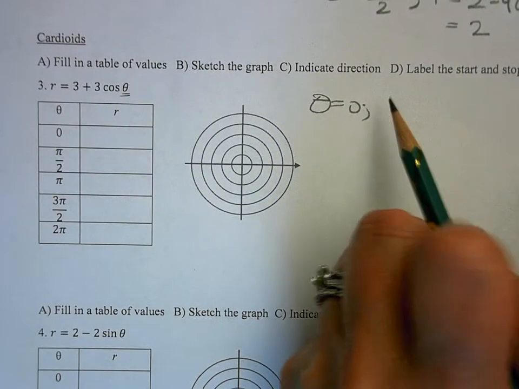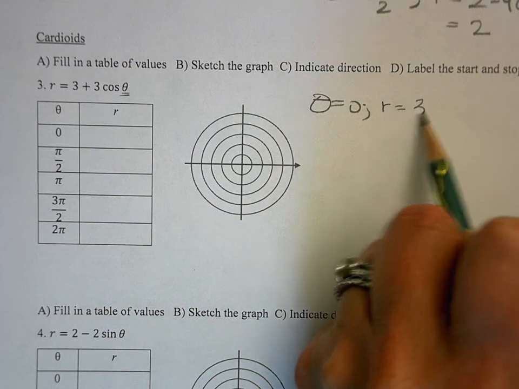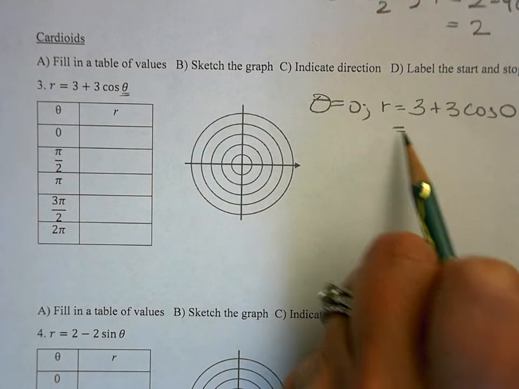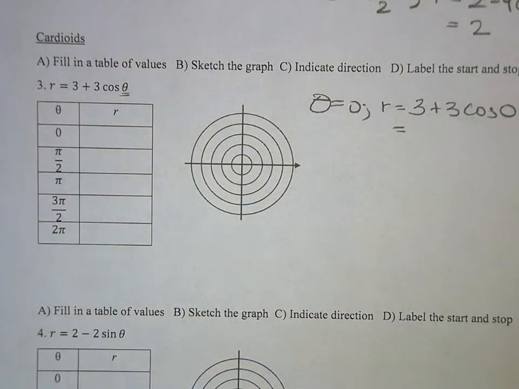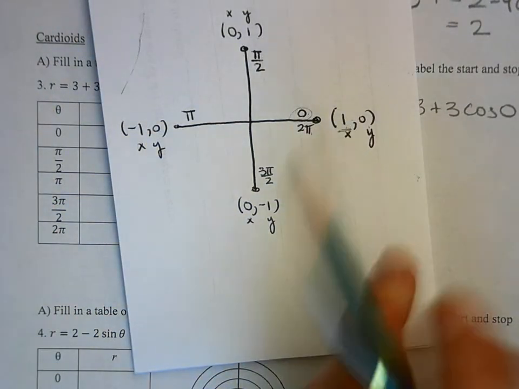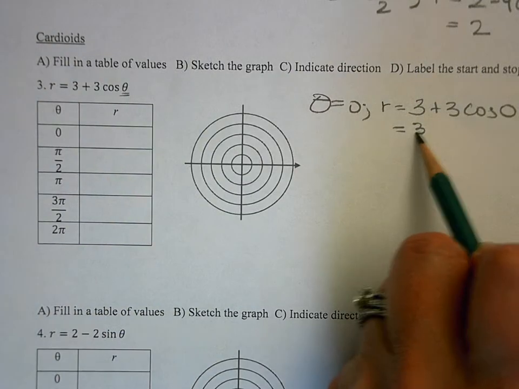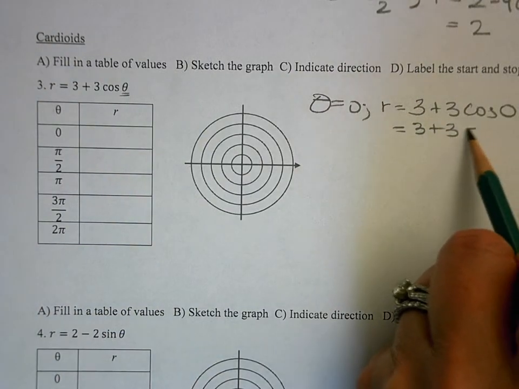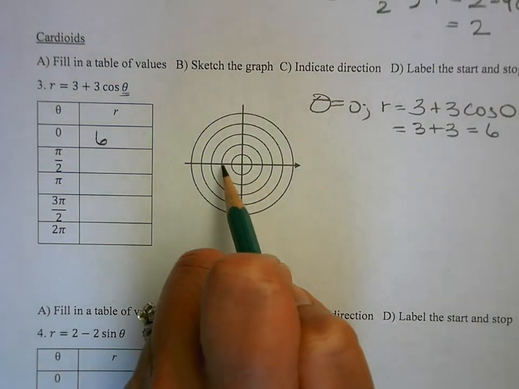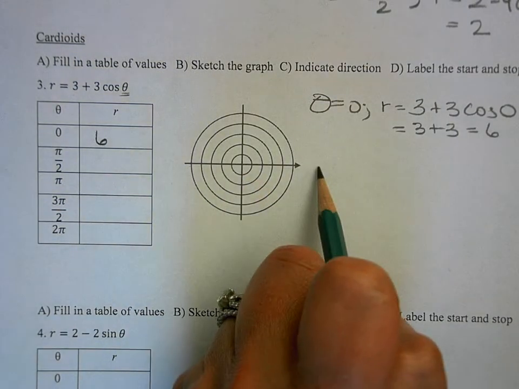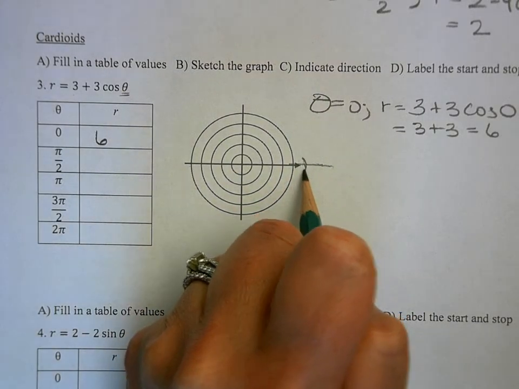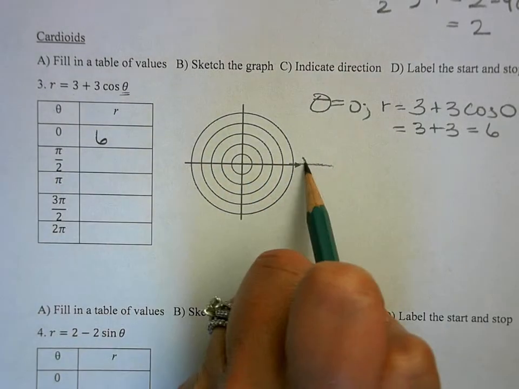So I'm going to go ahead and replace theta with 0. And so I will have r is equal to 3 plus 3 cosine of 0, and I know cosine is my x value, and at 0, x is 1. So then that would be 3 plus 3 times 1, which is just 3 plus 3, which is 6. So at 0, I'm going to go out a distance of 6, so I know that's not going to be long enough, so I'm just going to add a little line there. So 0, go out to 6.